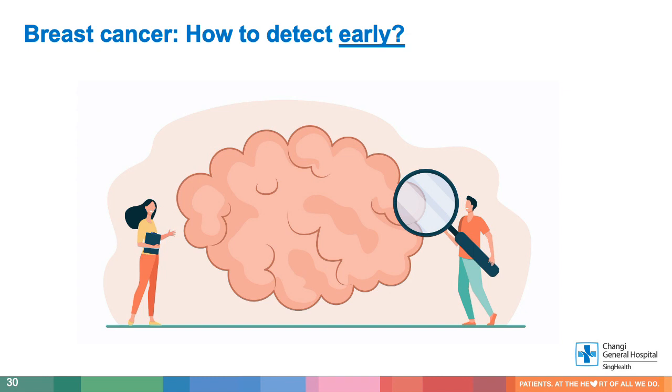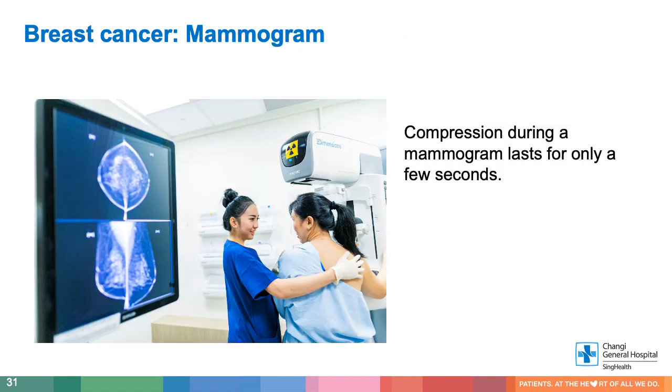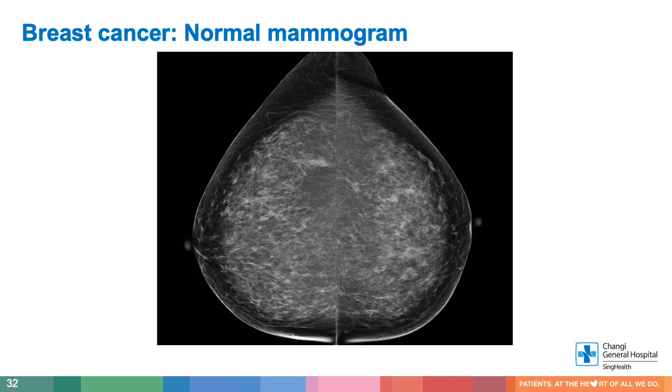This is the golden word, a mammogram. A mammogram is actually able to detect breast cancer in its very early stages. A mammogram is an X-ray examination with a compression of the breast, and this only lasts for a few seconds. So this is how a normal mammogram should look.